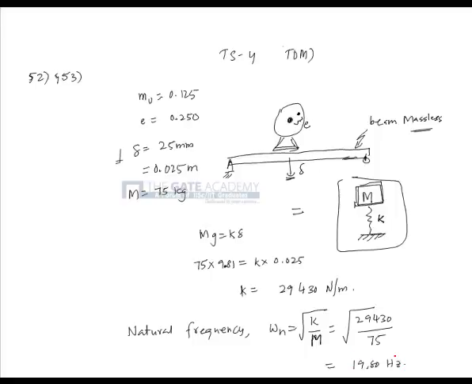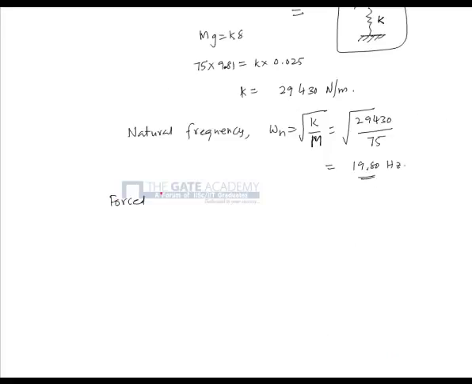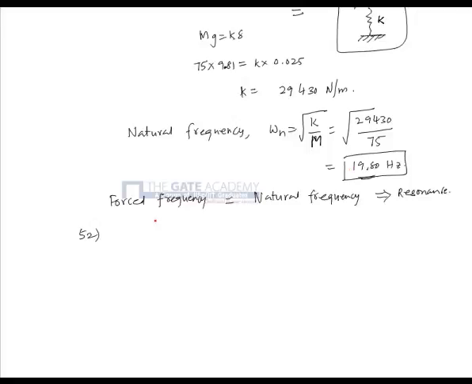So when the forcing frequency because of the unbalanced mass equals the natural frequency, then resonance happens. That is the condition for resonance. So the answer for 52, the angular velocity at which resonance will happen, is when it becomes equal to my natural frequency, 19.8. So the answer is B.